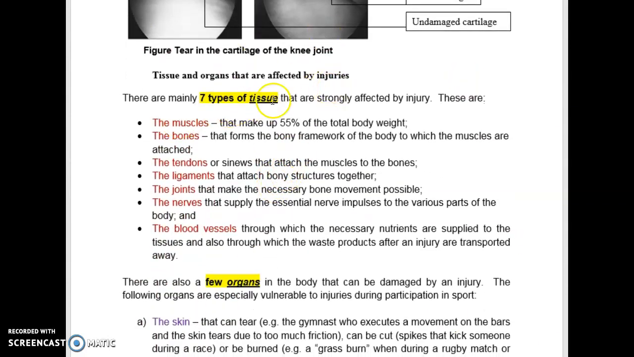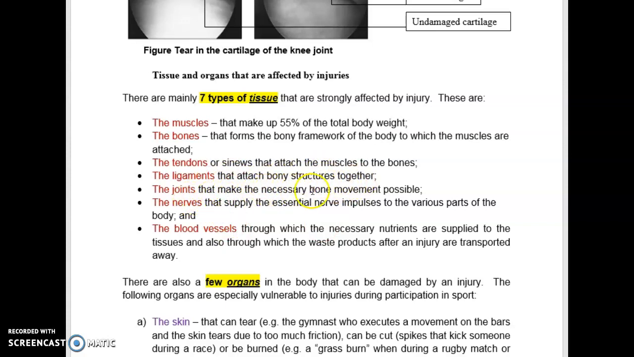Remember this one? Seven types of tissue that are strongly affected by injury. And these are the muscles, the bones, the tendons, the ligaments, the joints, the nerves, and the blood vessels. The muscles make up 55% of the total body weight, and the bones form the bony framework of the body to which the muscles are attached. The tendons, or sinews, attach the muscles to the bones, and the ligaments attach the bony structures together.